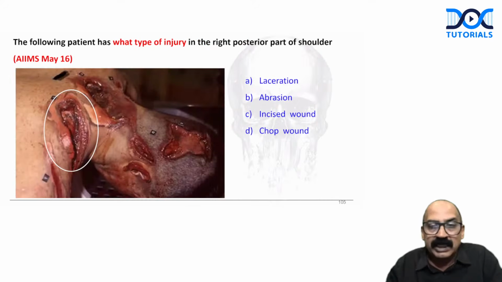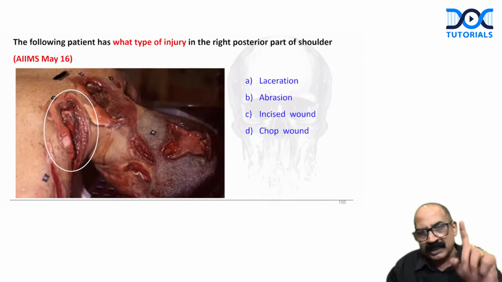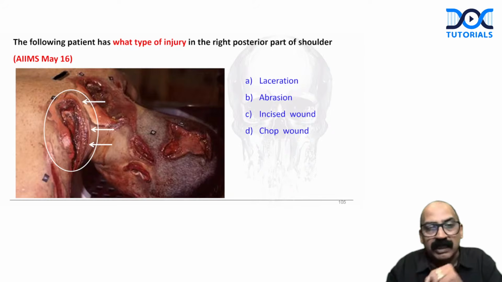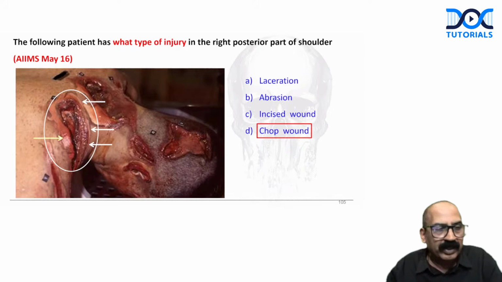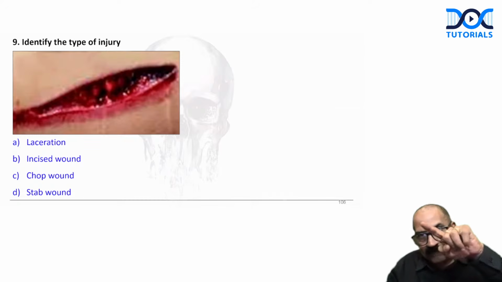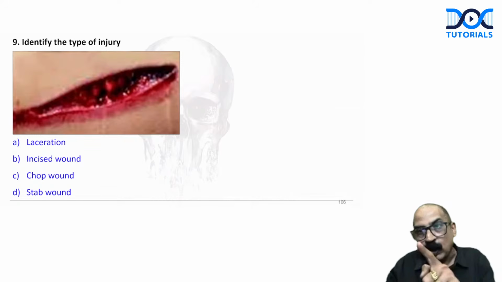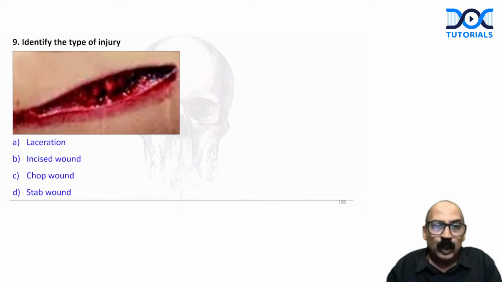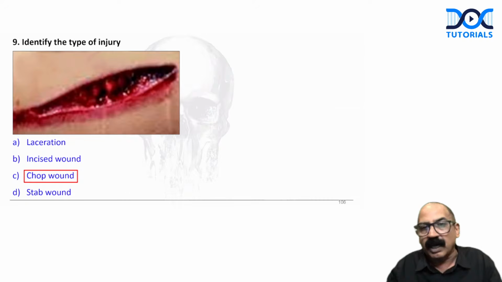What type of injury, asked in AIIMS May 16? You can see the margins. Margins are regular. Edges are abraded or contused. So it is a chop wound. Identify the injury. Now, I've already given the answer because you can see the neat margins, regular margins, contused or abraded edges. No neurovascular bundles. The answer is chop wound.